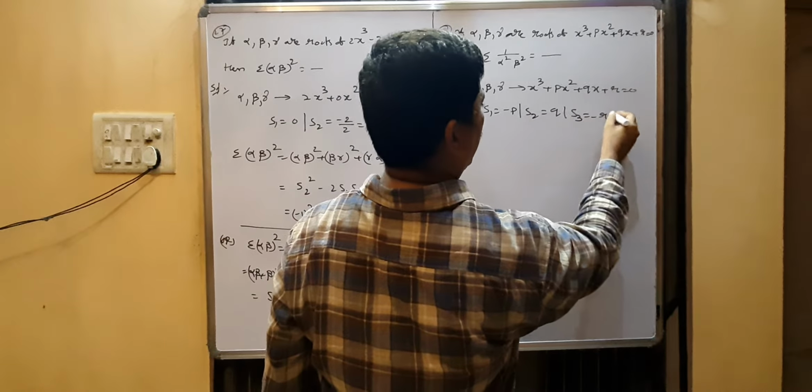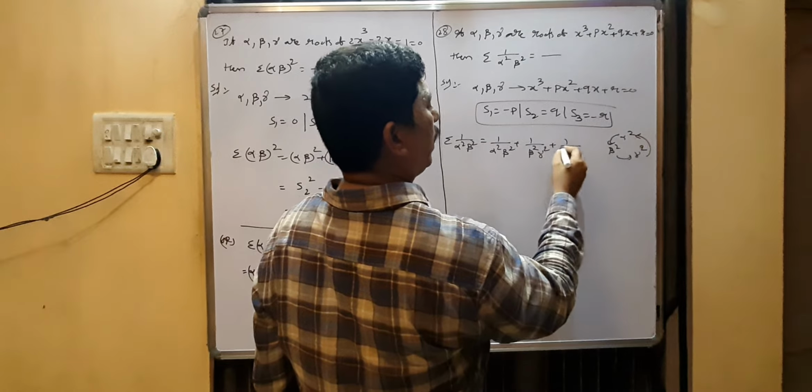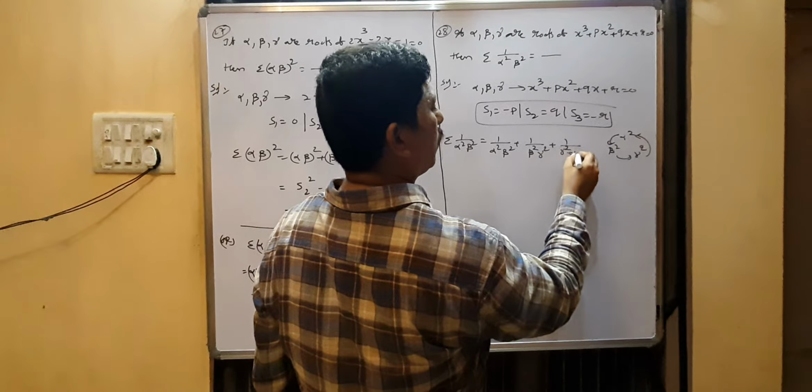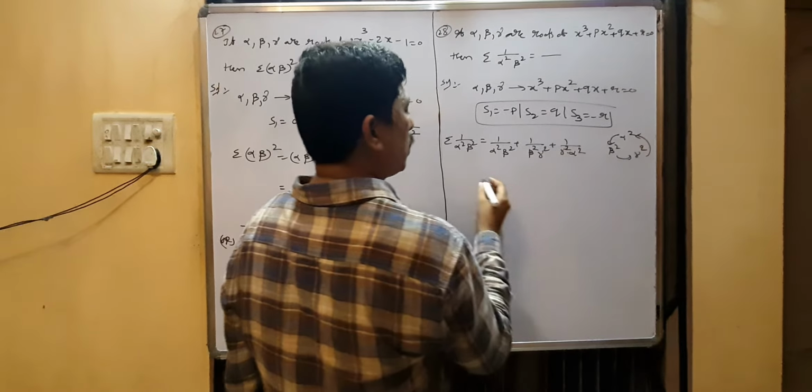Like this you can take: 1 by alpha square beta square, next 1 by beta square gamma square, next 1 by gamma square alpha square. So the LCM is alpha square beta square gamma square. Alpha square beta square is there, so gamma square; here alpha square plus beta square. The numerator is in the form of sigma alpha square. Sigma alpha square, we know very well, is S1 square minus 2S2.